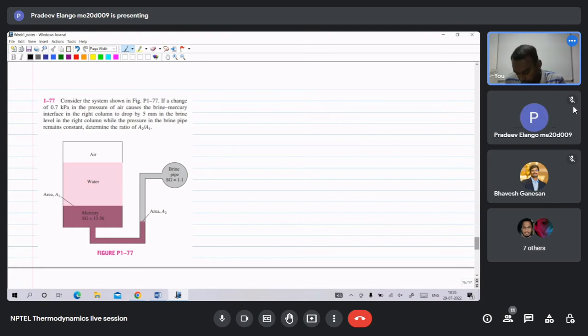Okay. Next problem is we have to consider a system as shown in the figure. So we can see that we have two limbs of different size. Left hand limb has a cross-sectional area of A1, and the right hand limb has a cross-sectional area of A2. The right hand limb is connected to a brine pipe whose specific gravity is given to be 1.1.